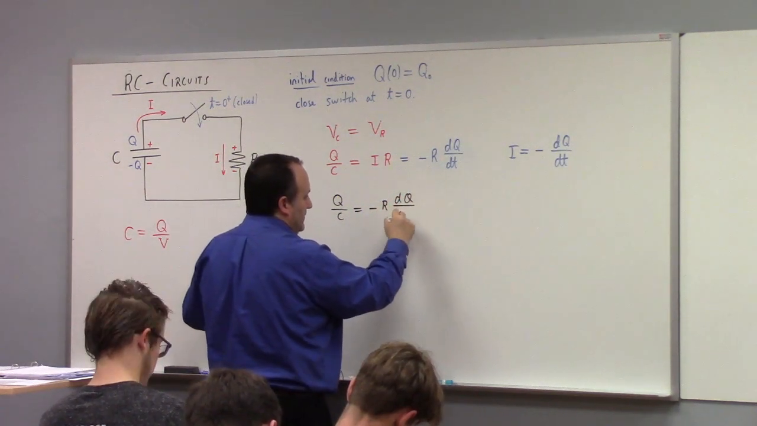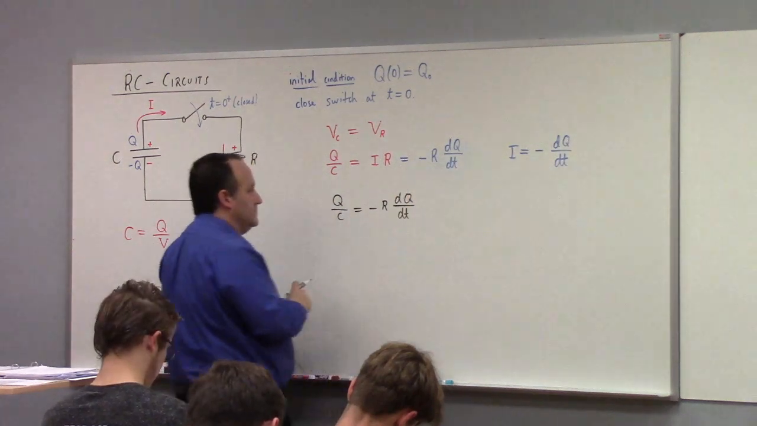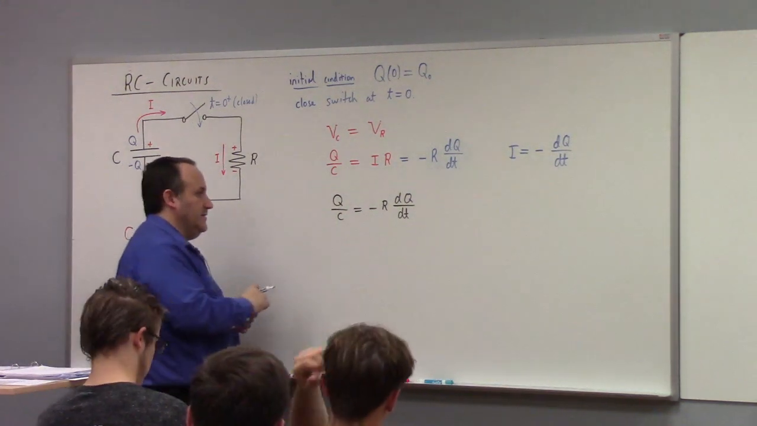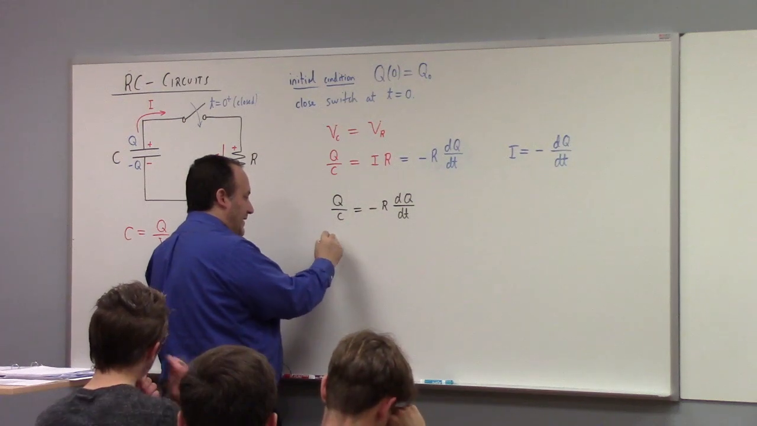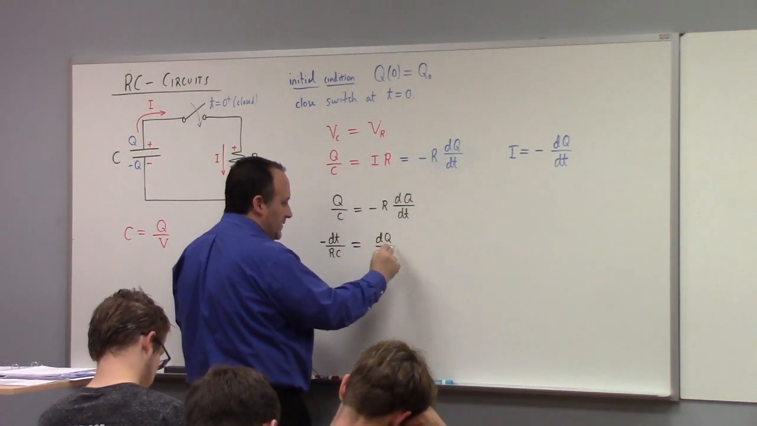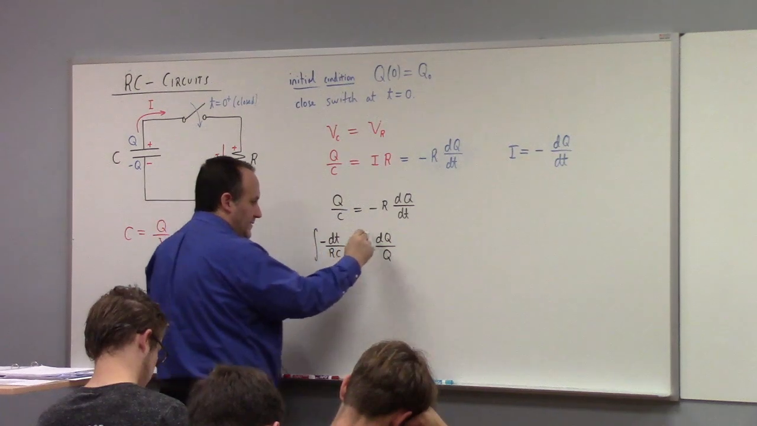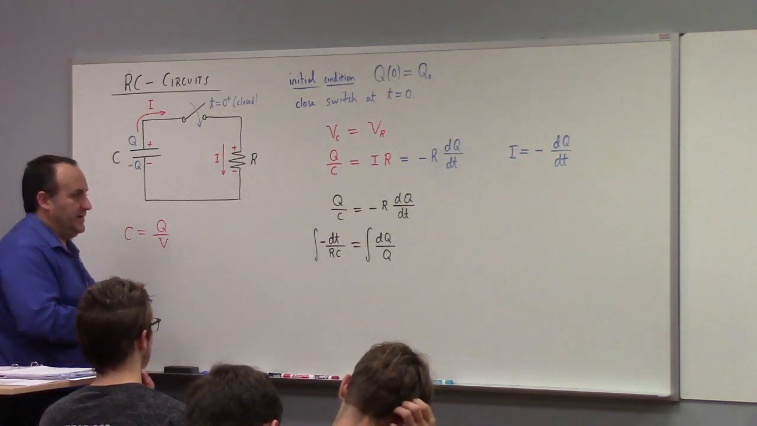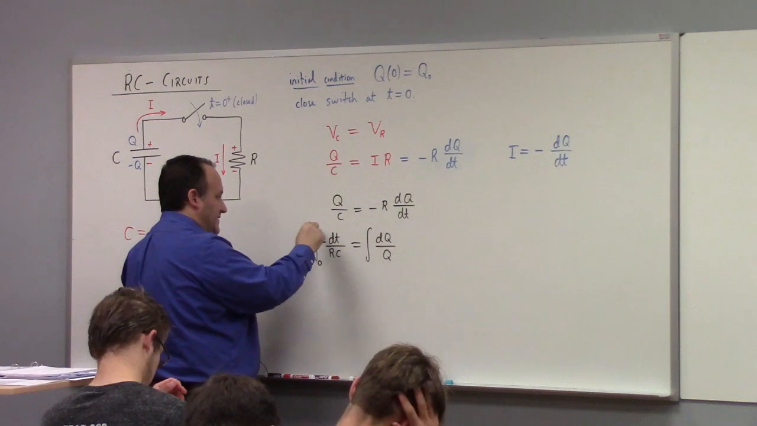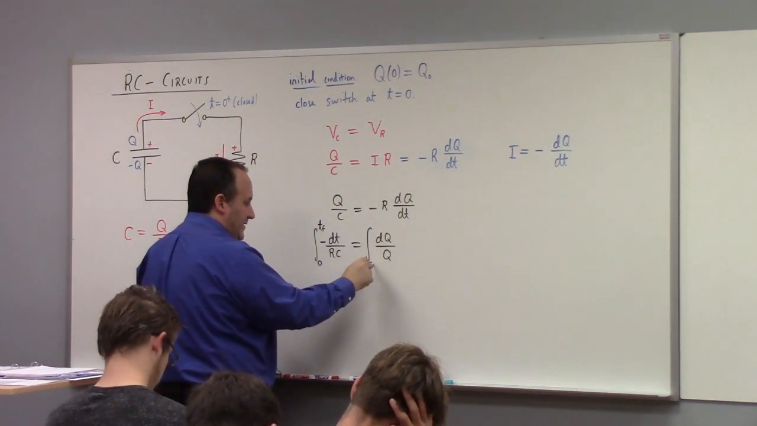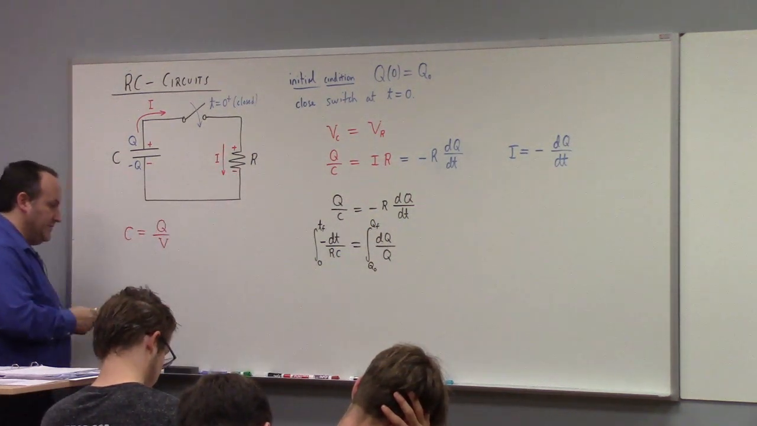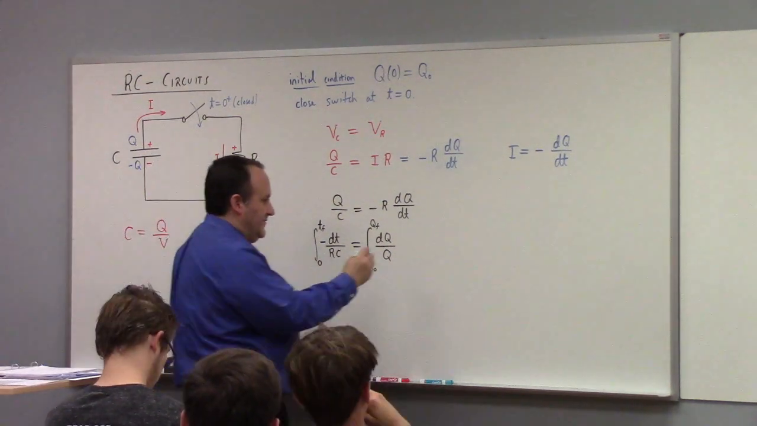How do we solve this? You guys have had calculus too. You should know how. What I'm going to do is divide the R to the other side. I get minus dt over RC equals dq over q, right? Separate, integrate. And since I know about time 0, I'm going to integrate from time 0 to, let's say, the final time. And I'm going to integrate from the initial charge q naught to the final charge qf, right? Matching bounds.